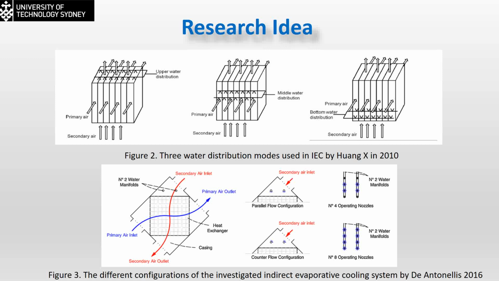So he tried multi-level water spraying. He put it in the middle. Once again, it's going to be counter flow to the air. And then he put it at the bottom and tried to spray it in the same direction, parallel to the air flow rate for the secondary air.